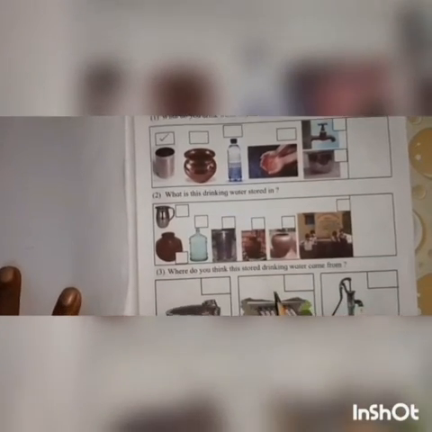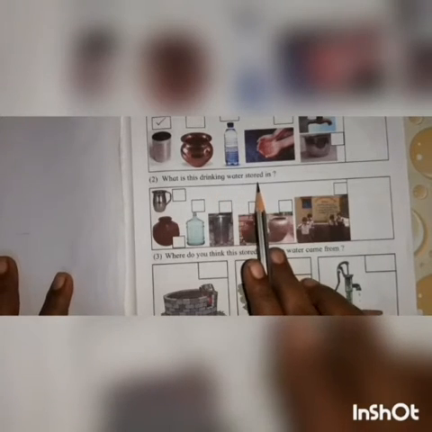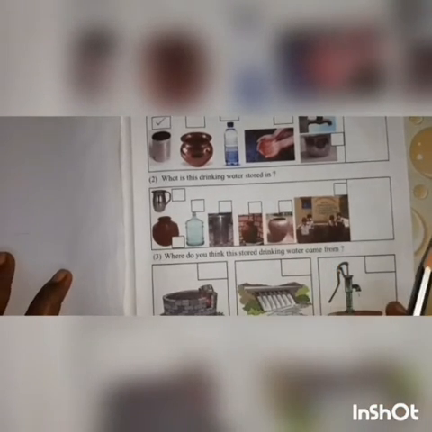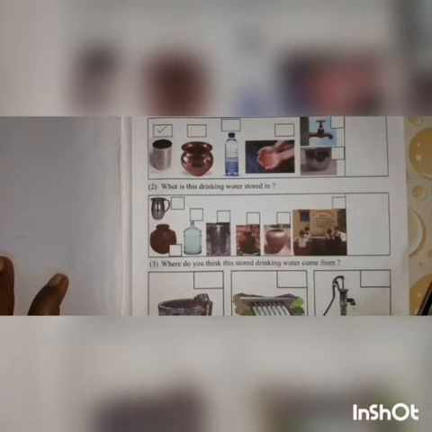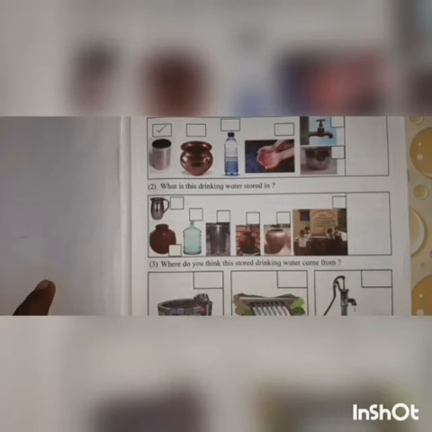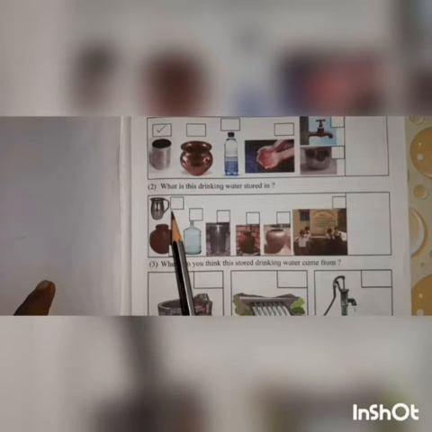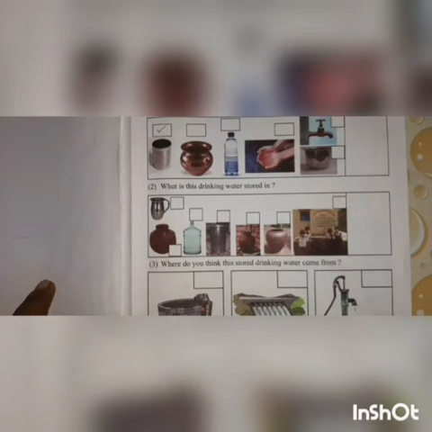Now, our second question is, what is this drinking water stored in? Now, you are going to take help of your mama, because mummy fills water in the house. So, where is she storing water? And then you are going to put a tick mark. Followed?